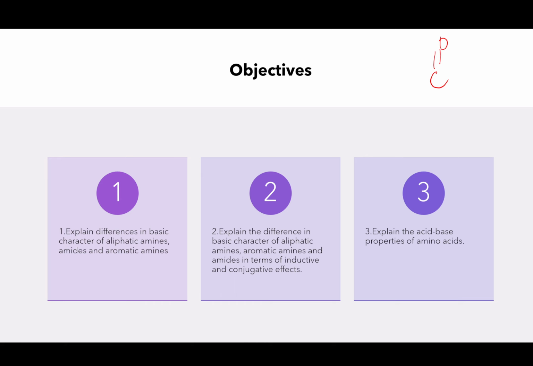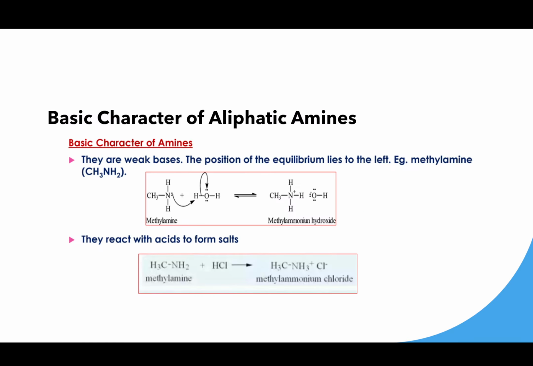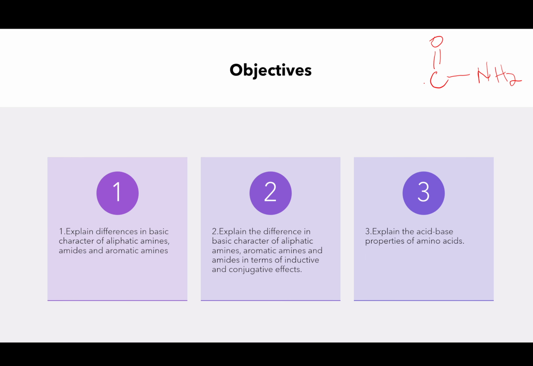You'll find your amides looking something like this, with your entire carbon chain, your R group, going on both sides. So this is your amide. And your amines are just NH2 and then your R group.